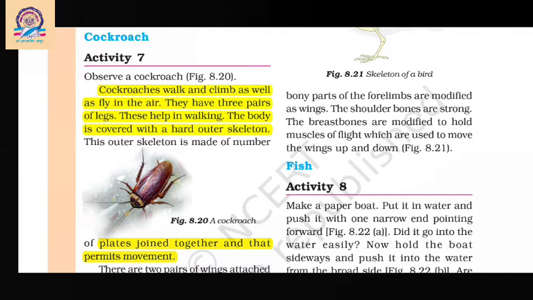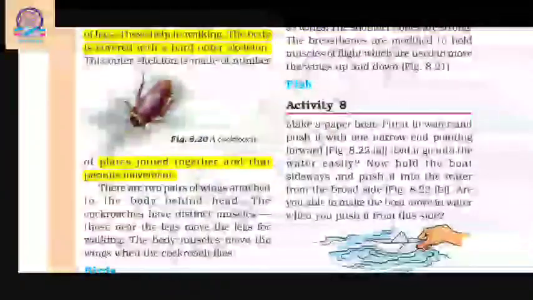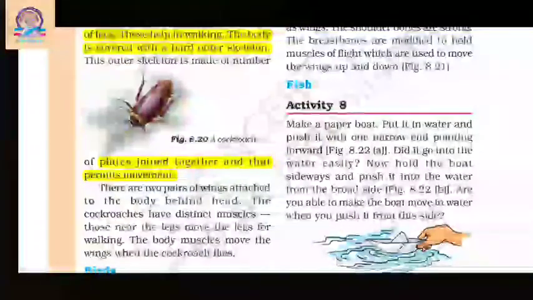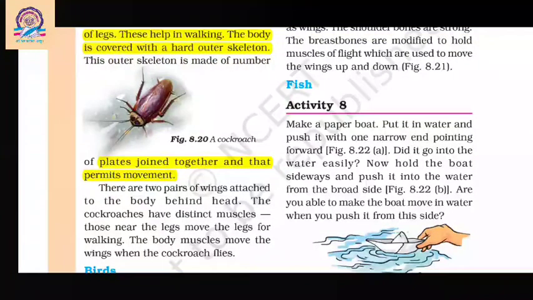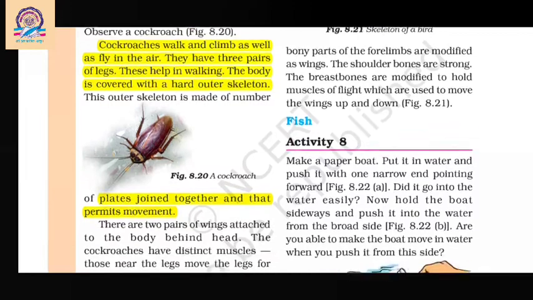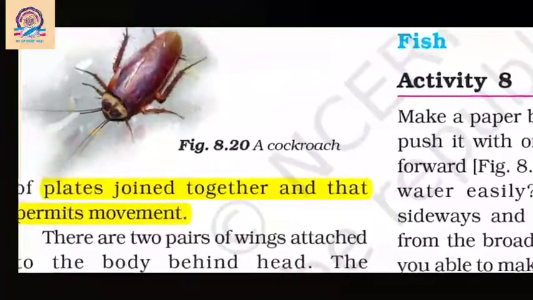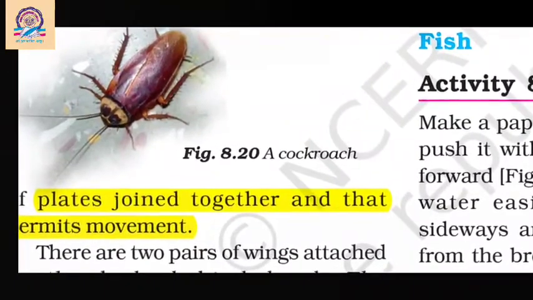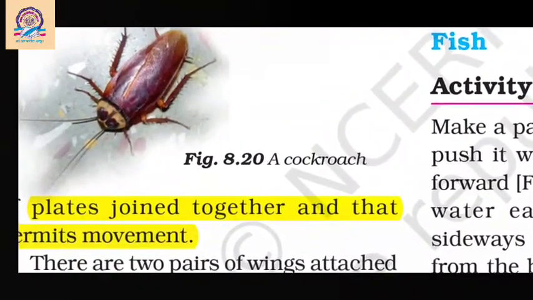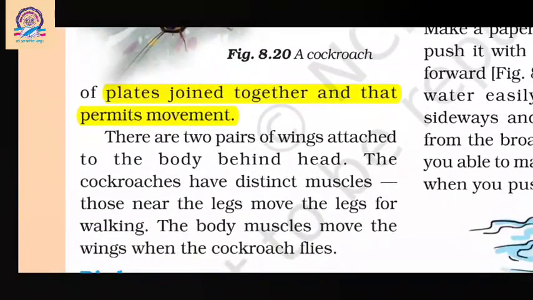With the help of their legs, with the help of their plates, and there are two pairs of wings attached. Okay, it also has wings, as we have already seen. It can walk, it can climb, and it can fly. So there are two pairs of wings attached to the body behind the head. As you can see here in figure number 8.20, you may see the wings of the cockroach behind its head. So it has two pairs of wings.